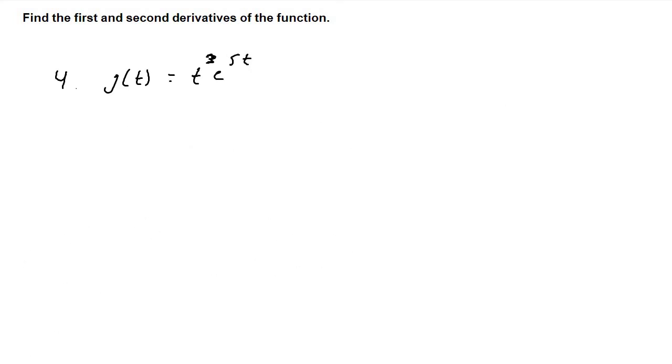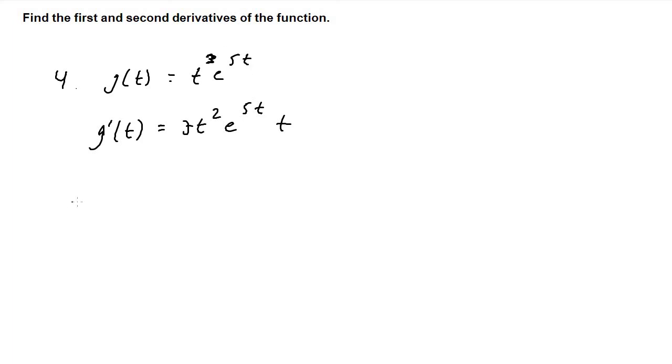Now for number 4, we have g of t equals t cubed times e to the 5t. Realize we do have two functions being multiplied by each other, so we do have to use the product rule when we take the first derivative. So g prime of t, once again, when using the product rule, is going to equal derivative of the first function, which is going to be 3t squared, times the second function unchanged, so times e to the 5t, plus the derivative of the second function.